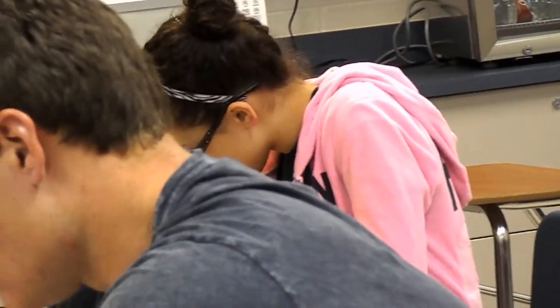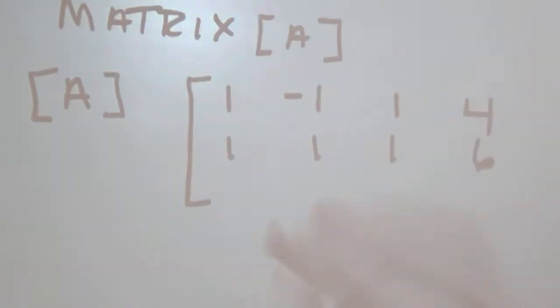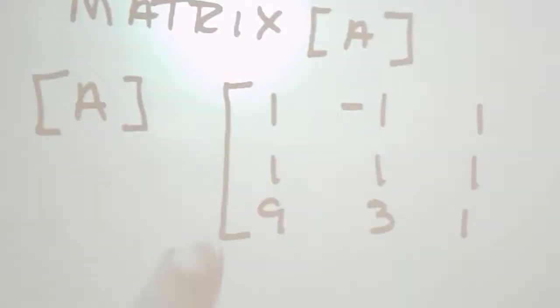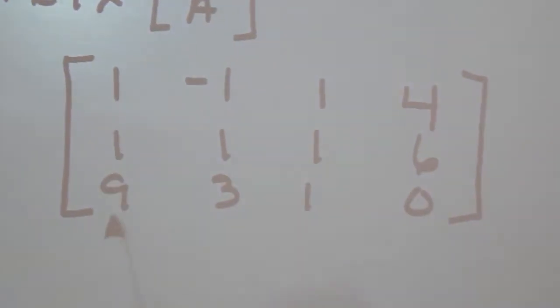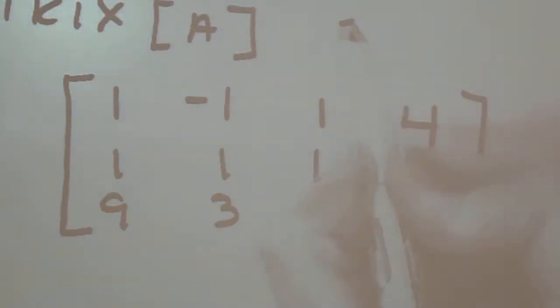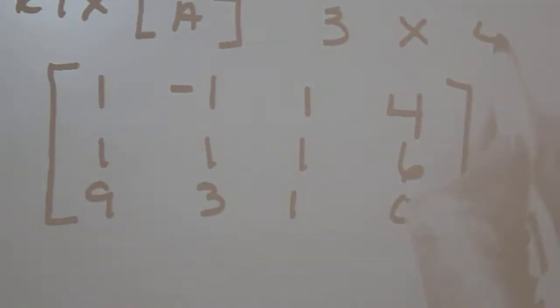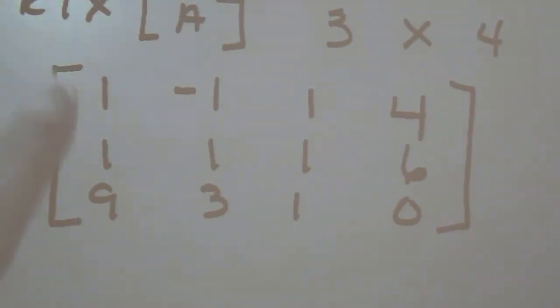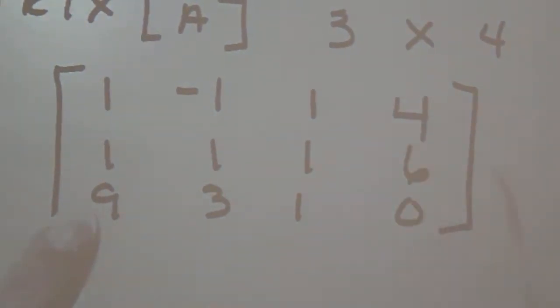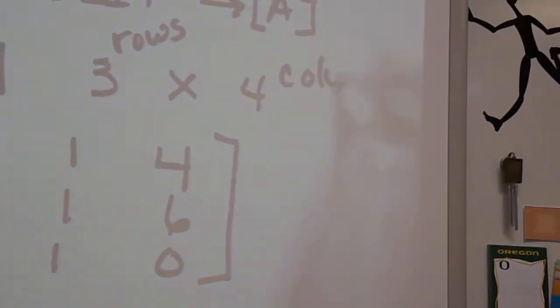All right, so we've got row 2 elements. Okay, we are now ready for the third row. Go ahead, Tristan, what are the elements? 9, 3, 1, 0. Excellent. All right, so this is what we're going to type in our calculator. Now, this has the dimensions 3 by 4. It goes row by column. So 3 rows, 4 columns.